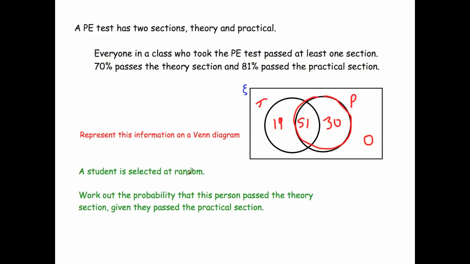Okay, it says what's the probability they've passed the theory section? So the theory section would be this 51. So it's going to be 51 out of the 81 that's inside that circle. So the answer would be 51 out of 81, and that's it.